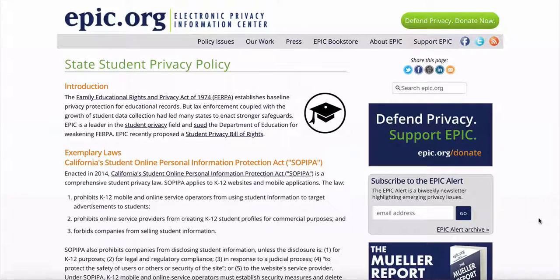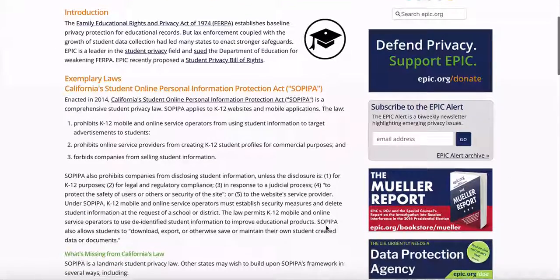Act, and it talks about several different things. There are three key talking points in the middle of the site. The first is that it prohibits K-12 mobile and online service operators from using student information to target advertisements to students. On top of that, it prohibits online service providers from creating K-12 student profiles for commercial purposes, and it forbids companies from selling student information.